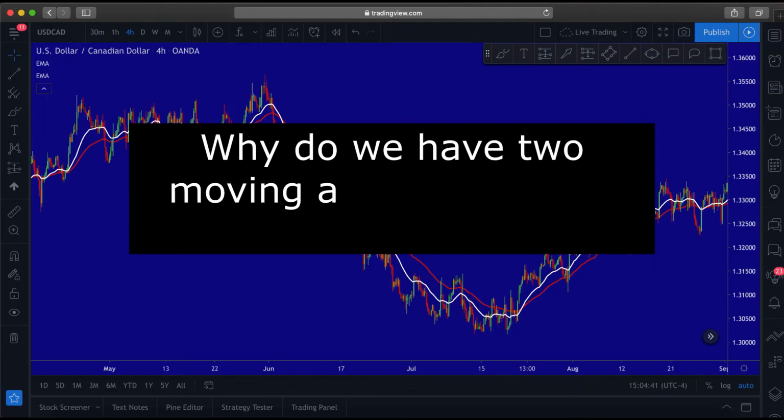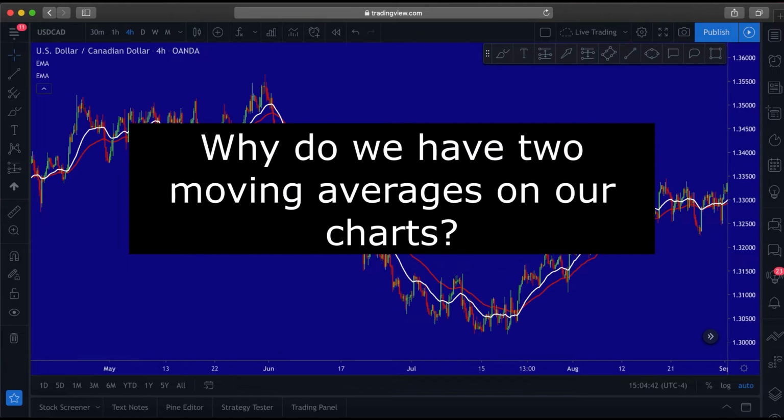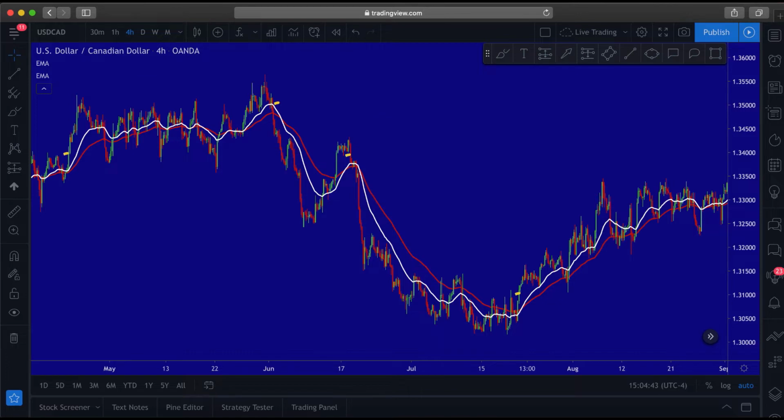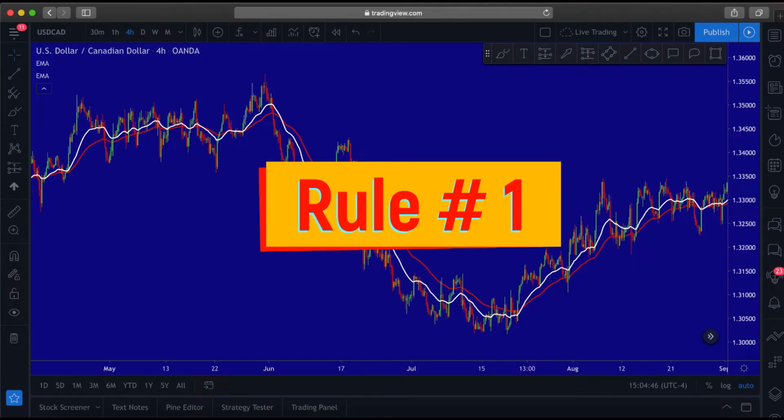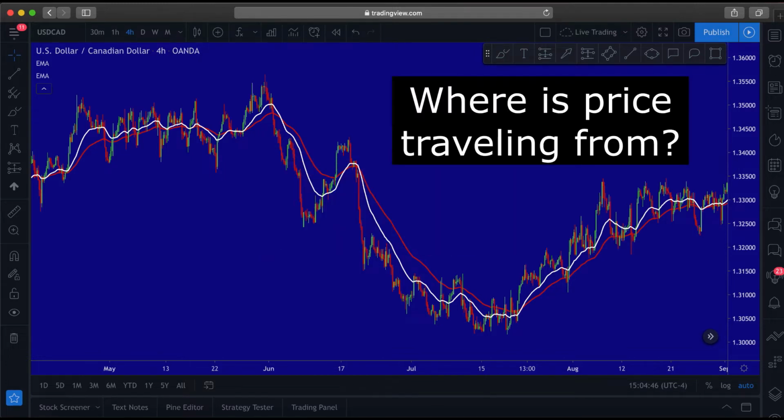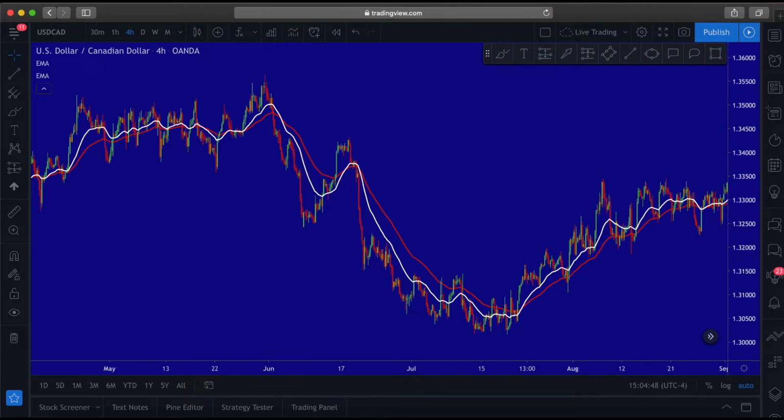You may be wondering, why do we have two moving averages on our charts? Now, your first thought may be, we trade the crossover. Well, if you're thinking that, then you're wrong. We're going to cover the reason why later on in this episode. Now, before we do anything when it comes to trading in the markets, we always ask ourselves, where's price traveling from? And with using the moving averages, it helps us identify the type of market we are in.